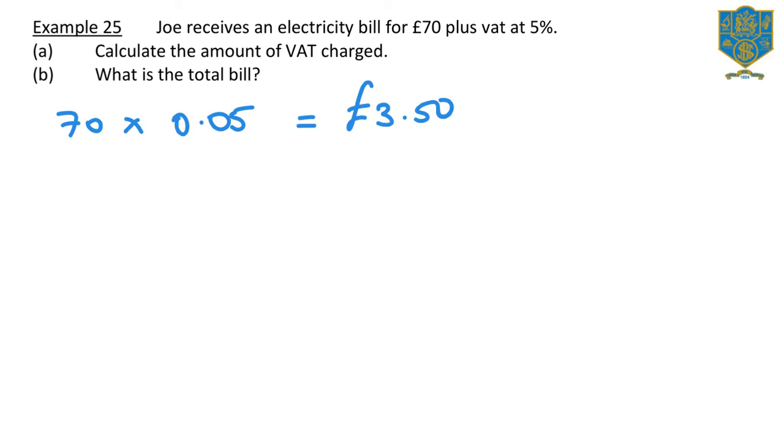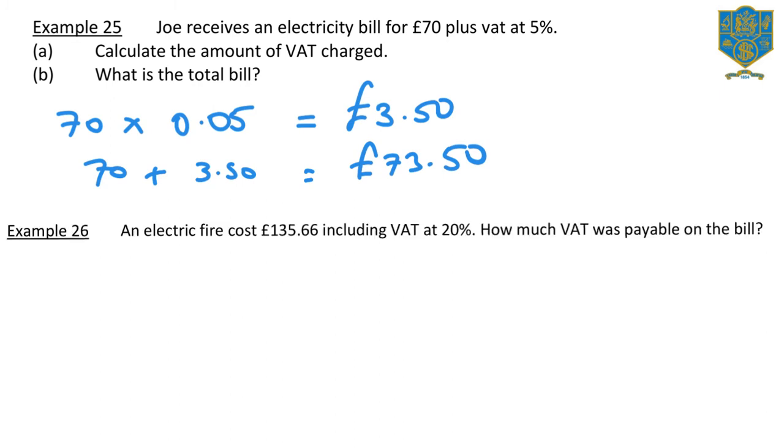What is the total bill then? So we'll do 70 plus £3.50, which is going to be £73.50. And remember, this is currency, so we need to do currency to two decimal places. Example 26, an electric fire cost £135.66, including VAT. How much VAT was payable?